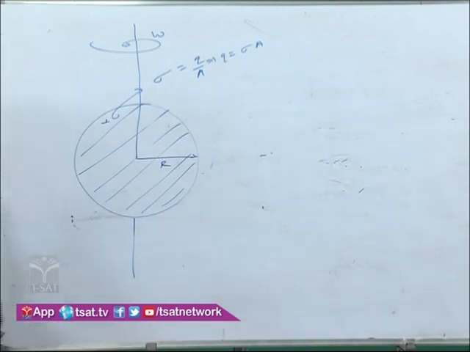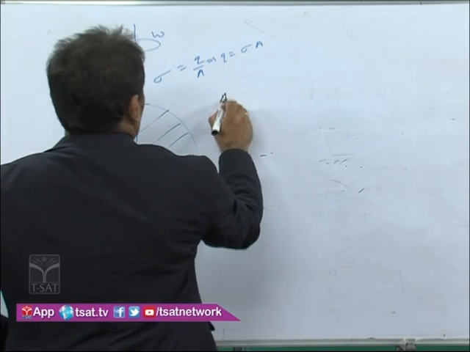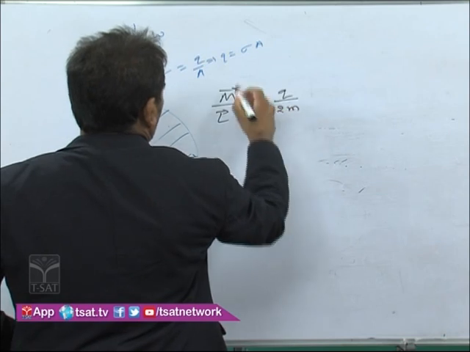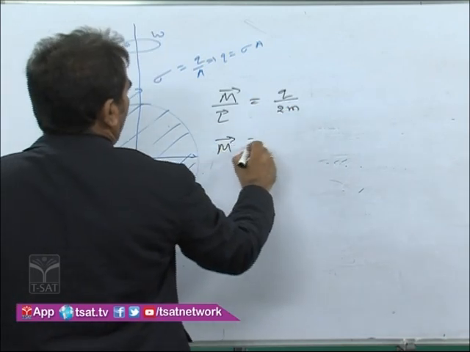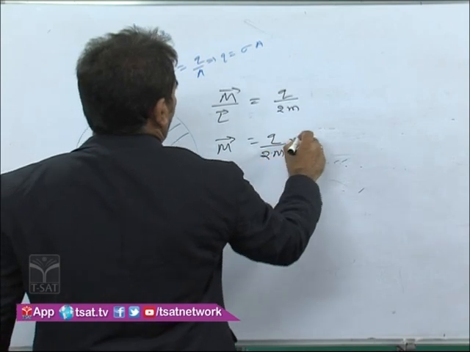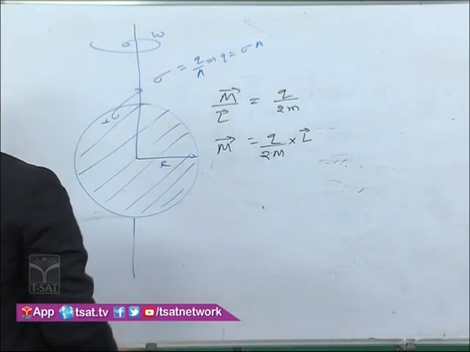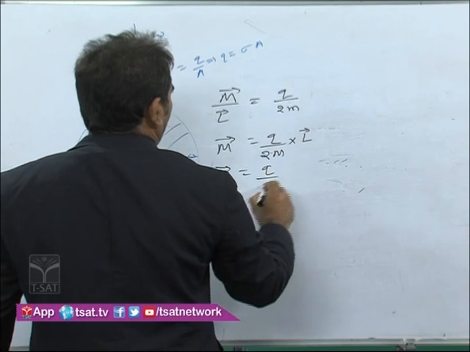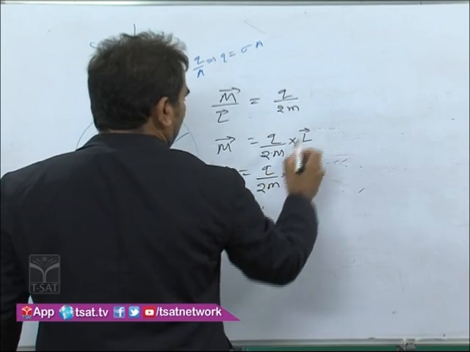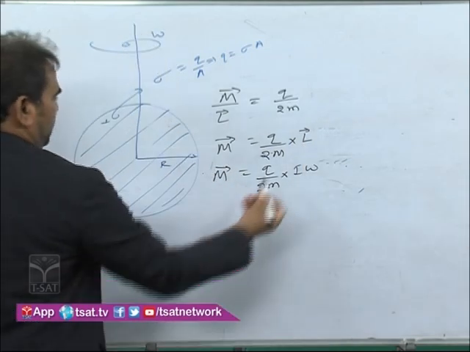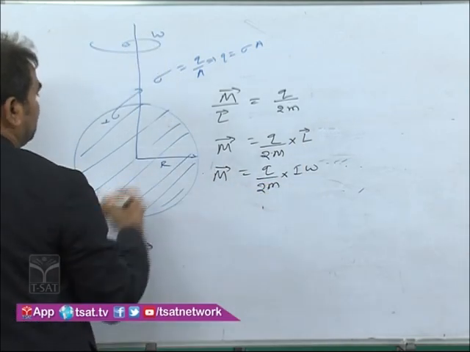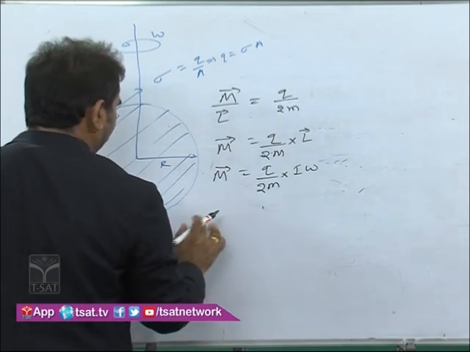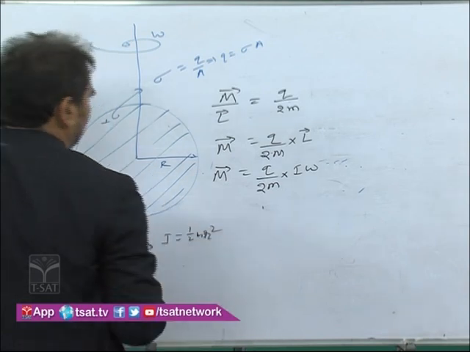We already know the relation between the magnetic moment and angular momentum: m bar upon L bar = q upon 2m. So m bar = q upon 2m into L bar, where L is the angular momentum. L is equal to I omega, where I is the moment of inertia of this disc with respect to the rotational axis, given by I = 1 by 2 into m r square.